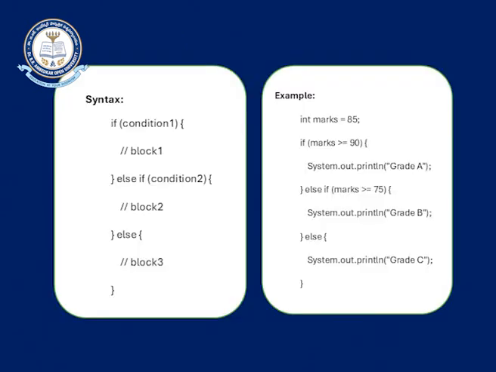Now here are some examples of writing if else if code. I have marks as 85 and I am checking whether the marks are greater than 90. If this is true, then this gets executed. If this is false, then this gets executed. If this is also false, then this gets executed. So you are checking multiple conditions at a time by using the if else if ladder.